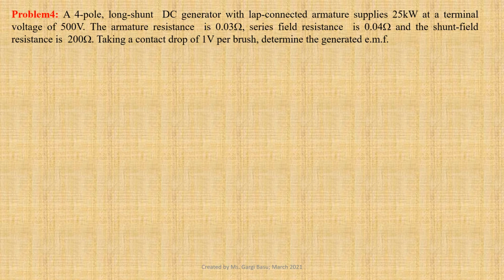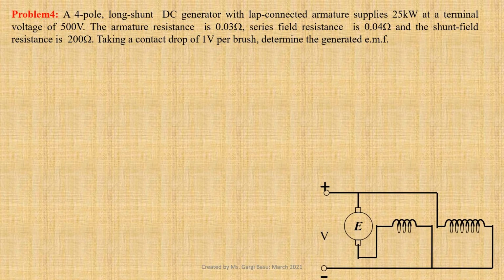Problem number 4. A 4-pole long shunt DC generator with lap connected armature supplies 25 kilowatt at a terminal voltage of 500 volt. The armature resistance is 0.03 ohm, series field resistance is 0.04 ohm, and the shunt field resistance is 200 ohm. Taking a contact drop of 1 volt per brush, we have to determine the generated EMF.